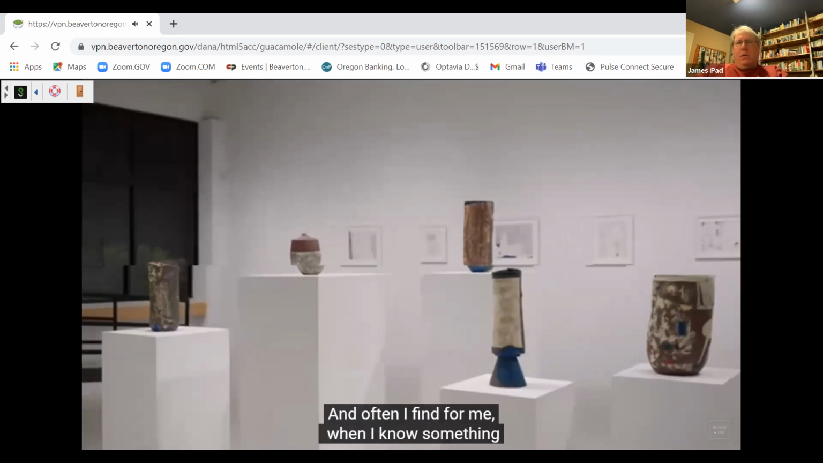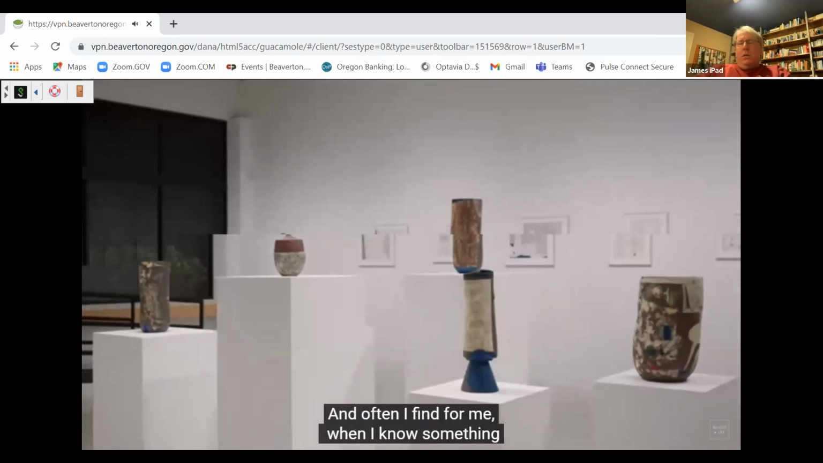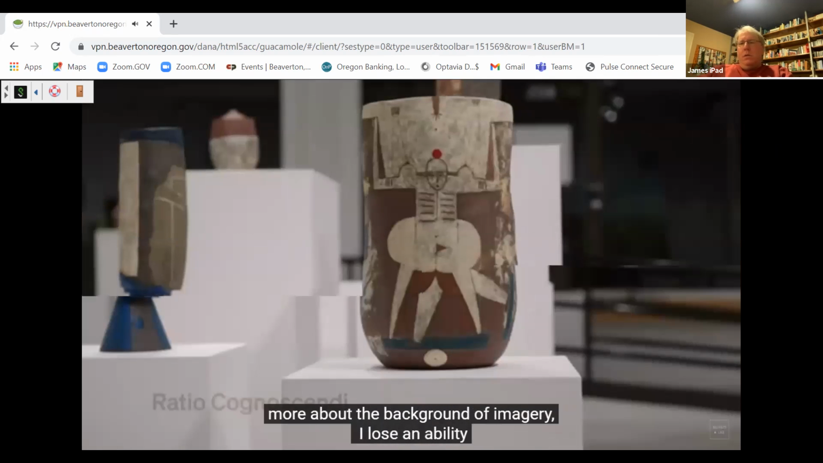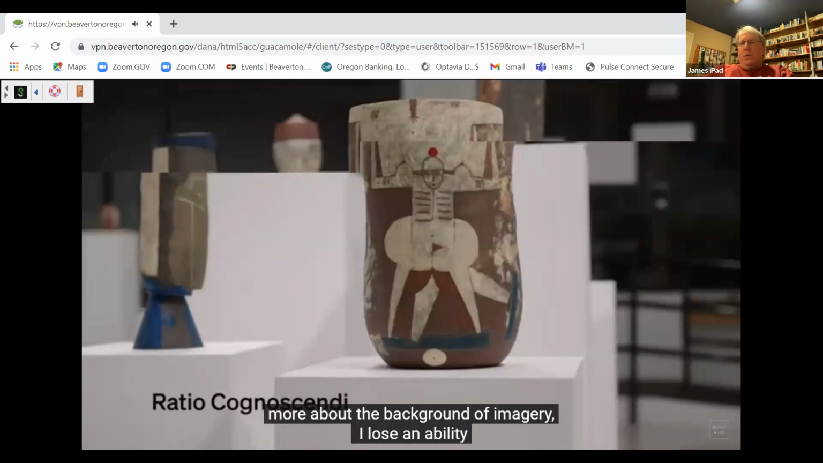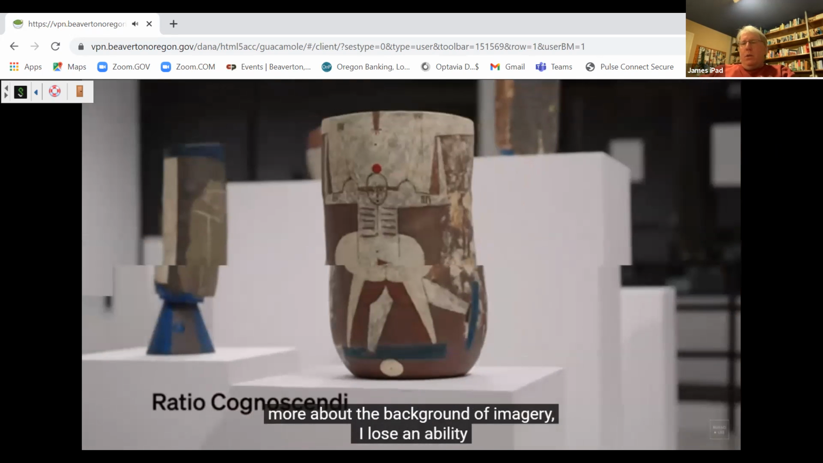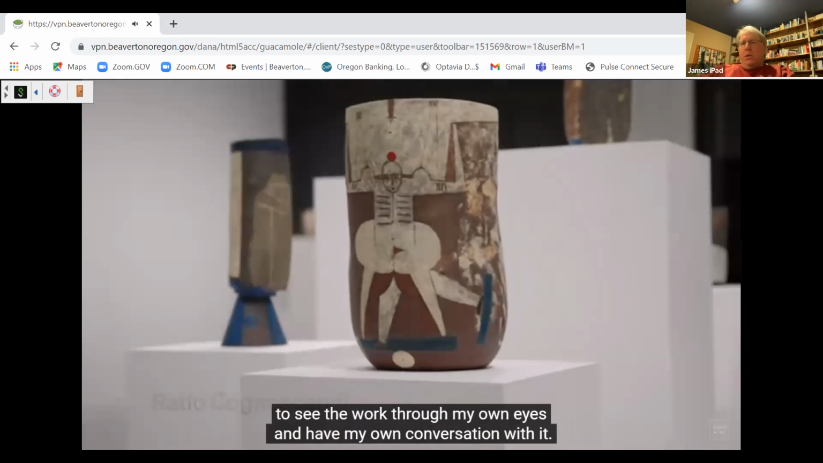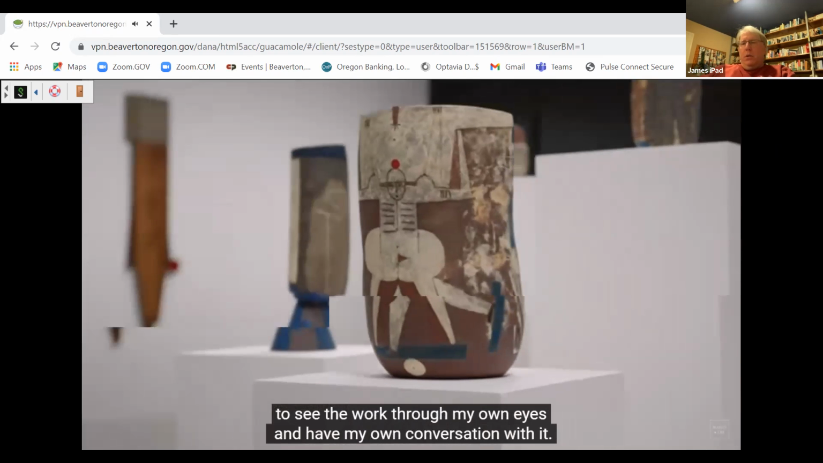And often I find, for me, when I know something more about the background of imagery, I lose an ability to see the work through my own eyes and have my own conversation with it.